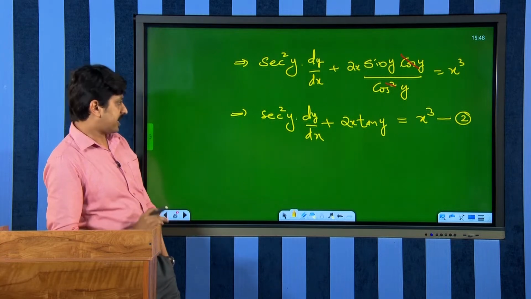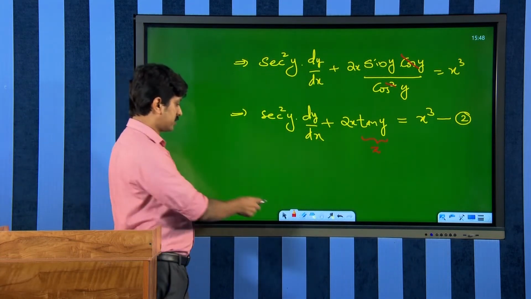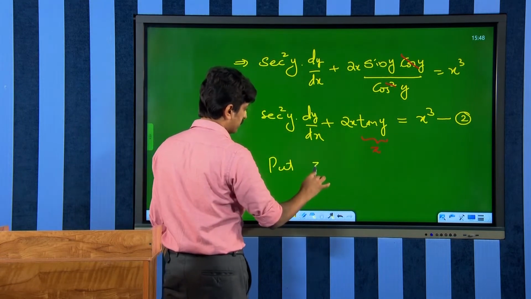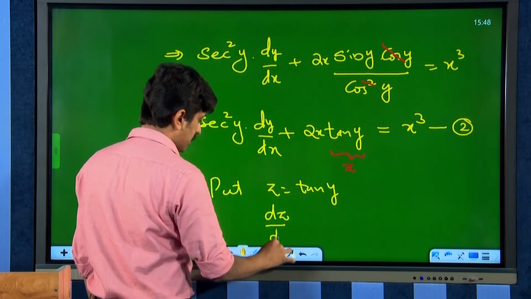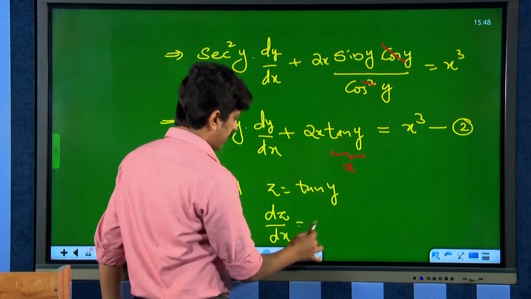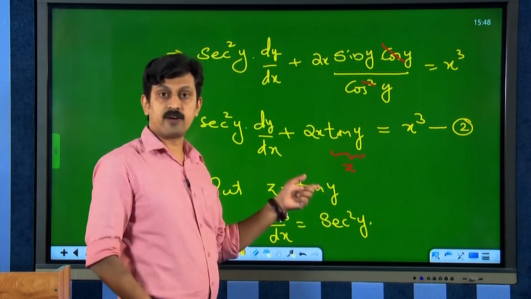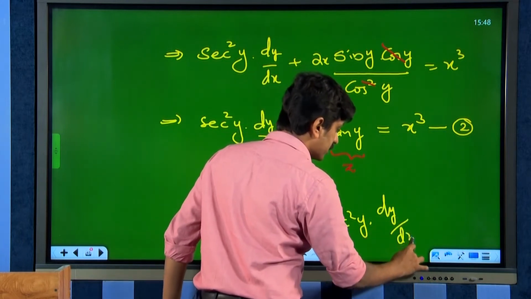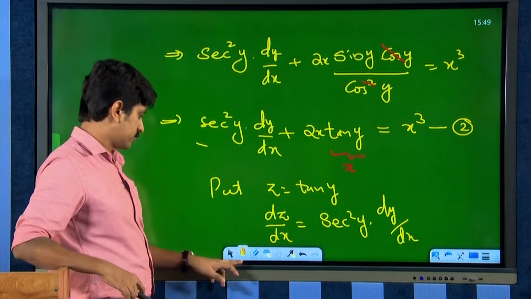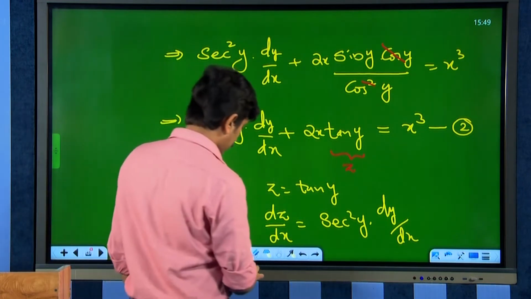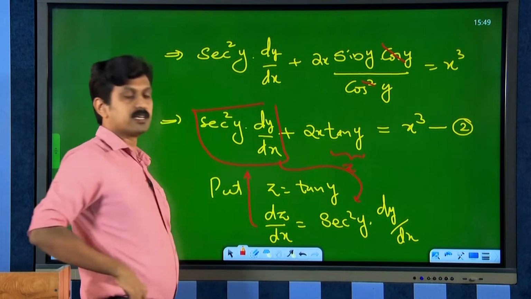Okay, fine. See, I would like to put tan y as z. Put tan y is equal to z. Put z is equal to tan y. Therefore, differentiate both sides: dz by dx is equal to the derivative of tan y, which is sec square y. Because this is a function in y, we have to write dy by dx with it. See, sec square y dy by dx is the first term of equation number 2. So, these are the same. So, instead of that we can write dz by dx.